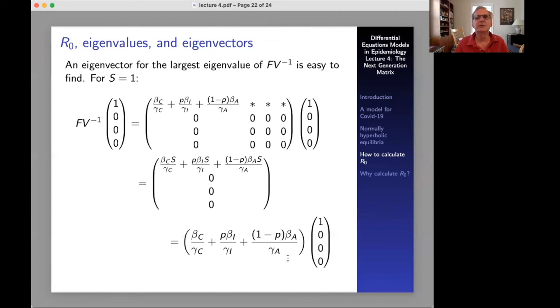Why is it this number of people? Well, while he was in compartment C, the number of people he infected would have been beta C times 1 over gamma C. While he was in compartment I, the number of people he would have infected would have been beta I over gamma I, but he's only there with probability P. And while he's in compartment A, the number of people he would have infected would have been beta A over gamma A, and he's there with probability 1 minus P. This is the total number of people that he infects. And they end up in compartment E.